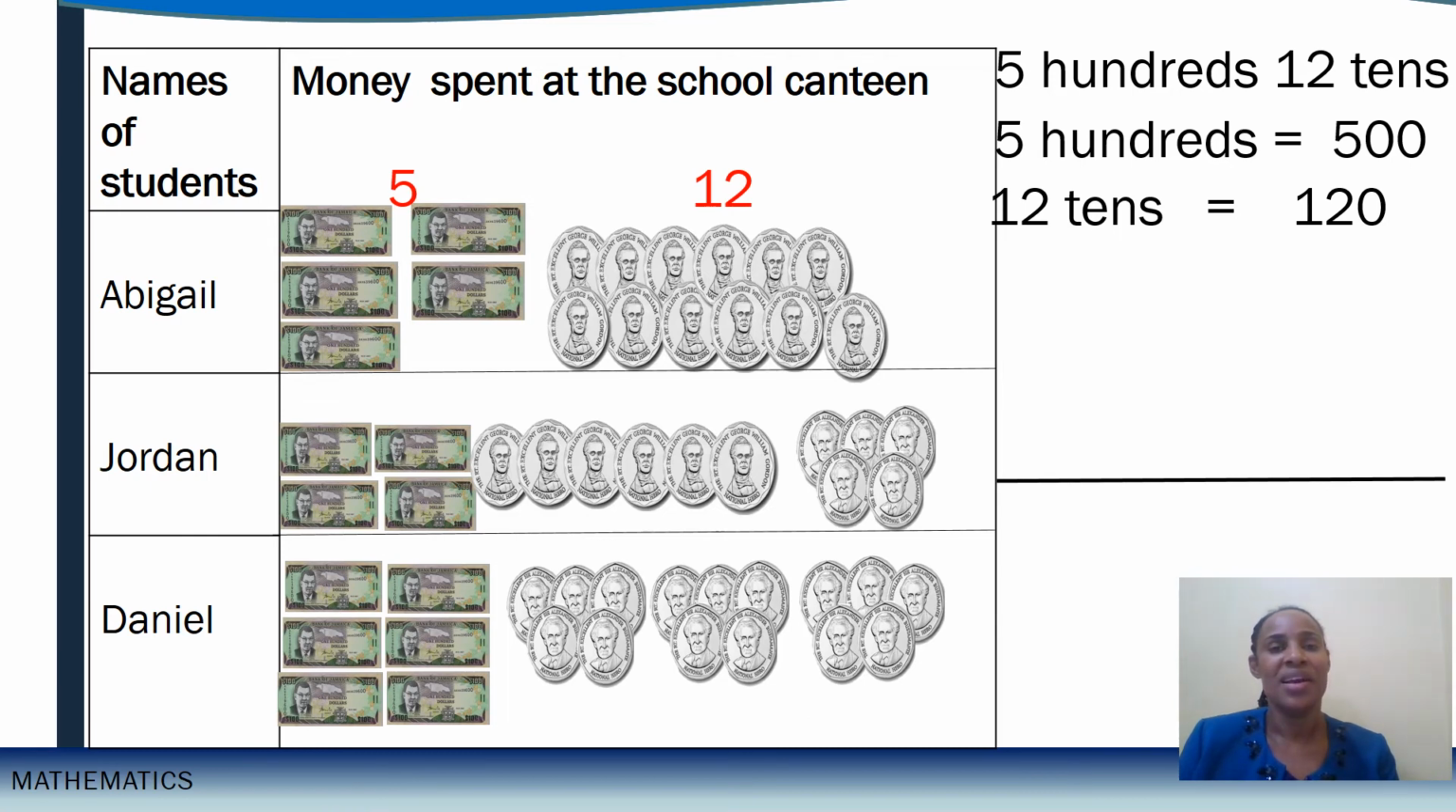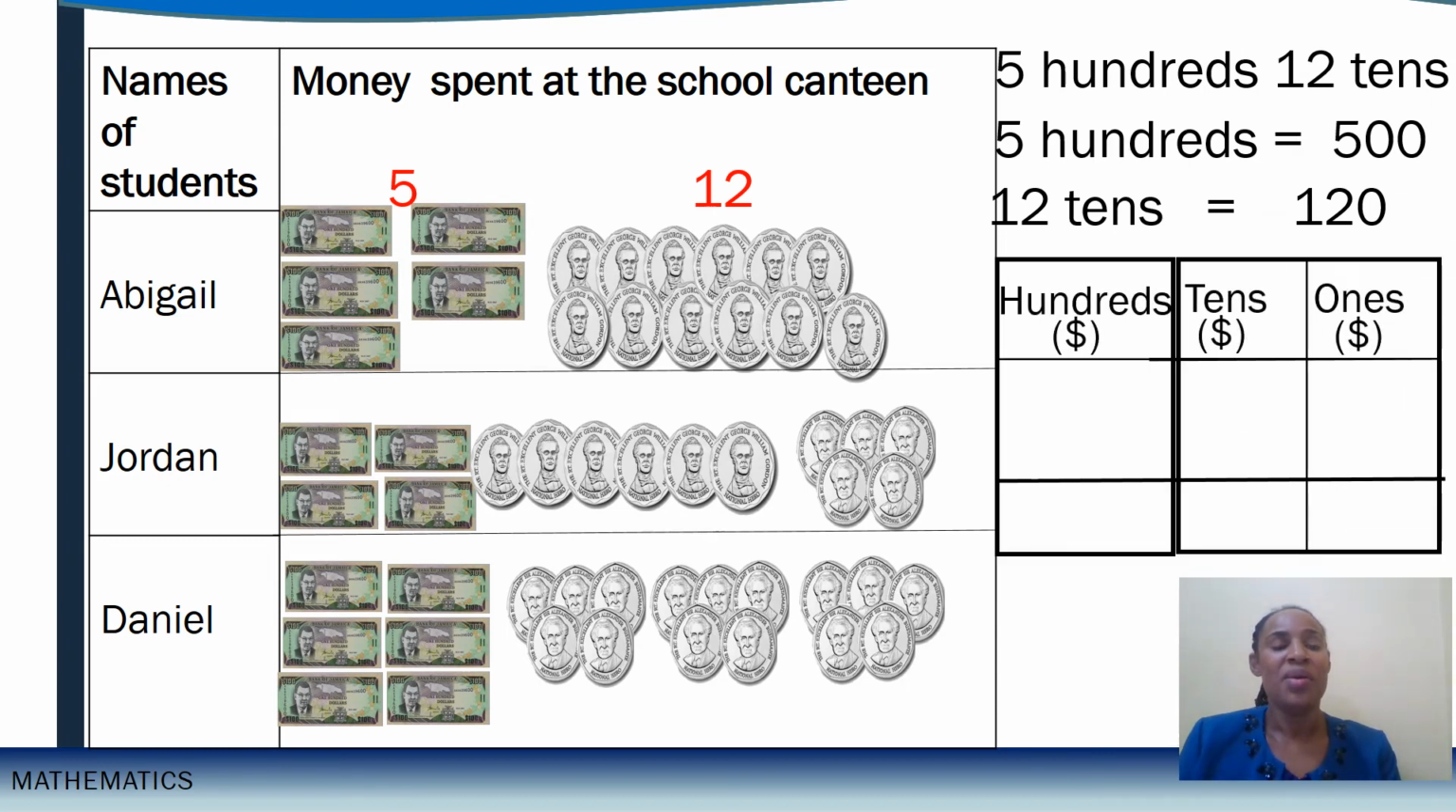Guess what? We will use our place value mat to help us. On our place value mat, we will put hundreds, tens, and ones to show the different notes that the children spend. Now let's look at it. Here we have 500s. Abigail spent $500 and 12 $10. Let's put that on our place value mat. So there it goes.